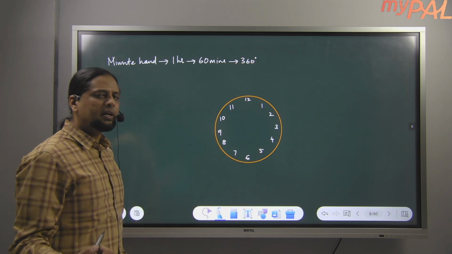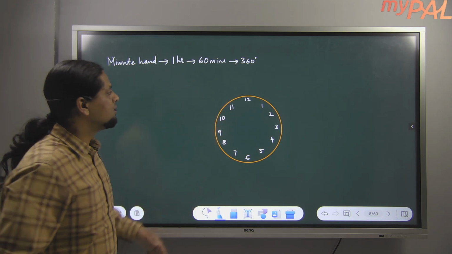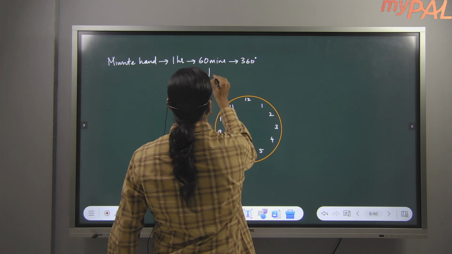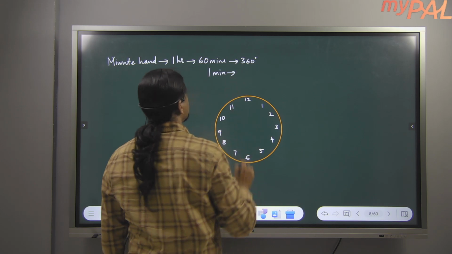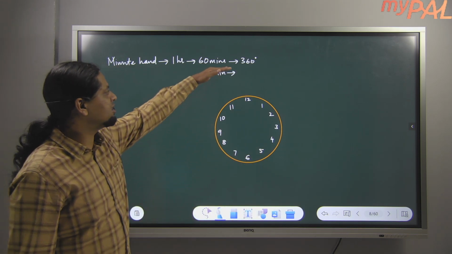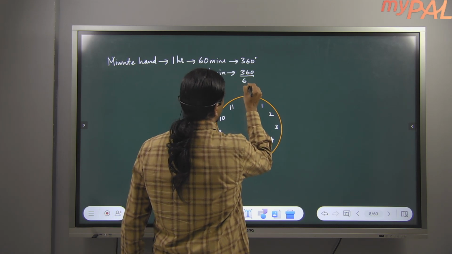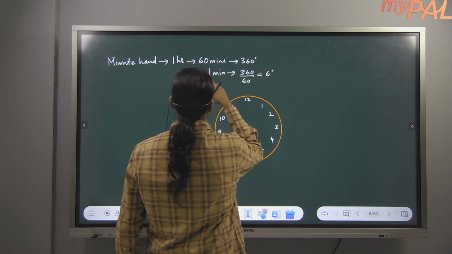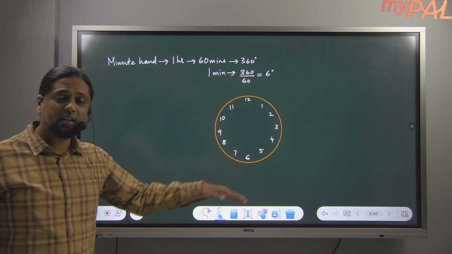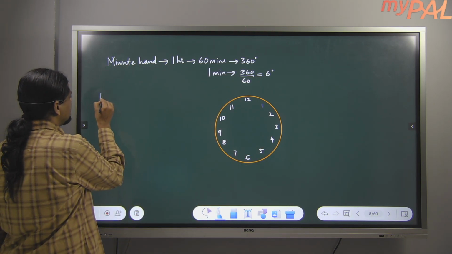So in 1 minute, I'm talking only about the minute hand, how much angle is covered by the minute hand? It's going to be 360 by 60, which is 6 degrees. So in 1 minute, the minute hand covers 6 degrees.